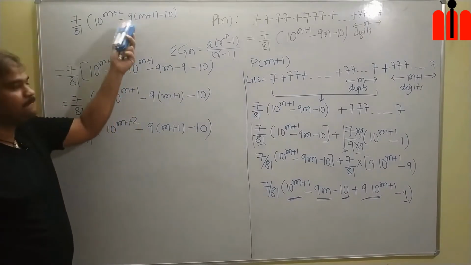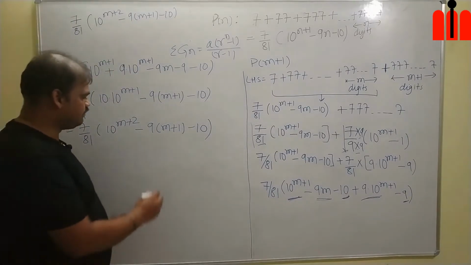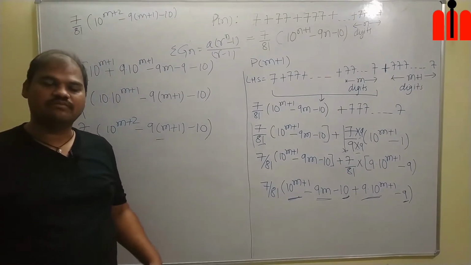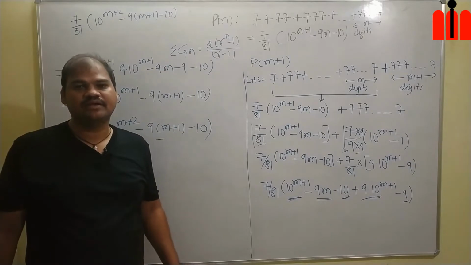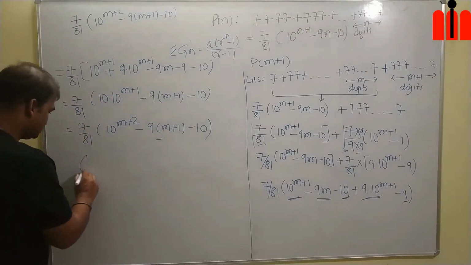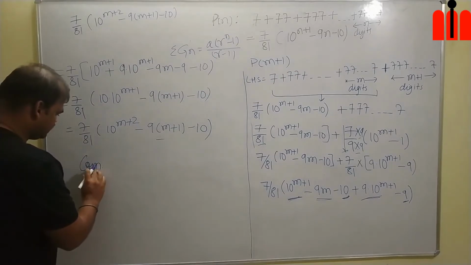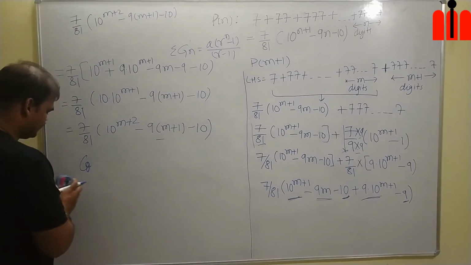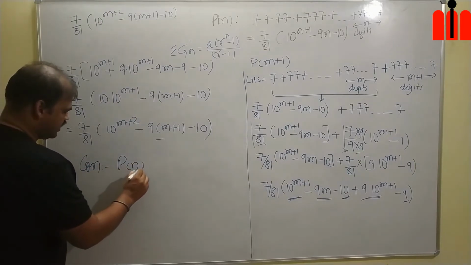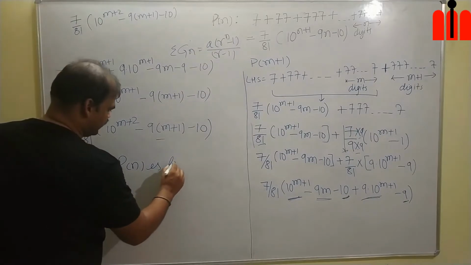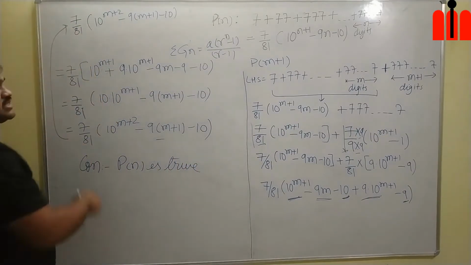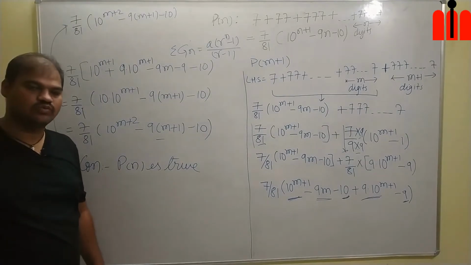These both are the same, right? So Pm plus 1 is true. With this we will come to the conclusion that Pn is also true. So what is my conclusion? My conclusion is Pn is true. Why is Pn true? Because my Pm plus 1 is true.